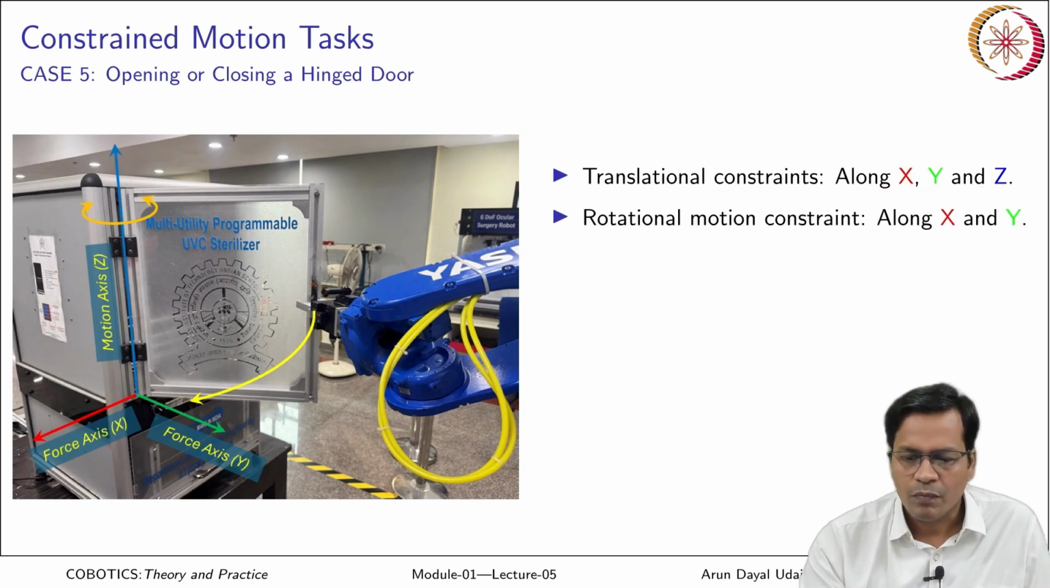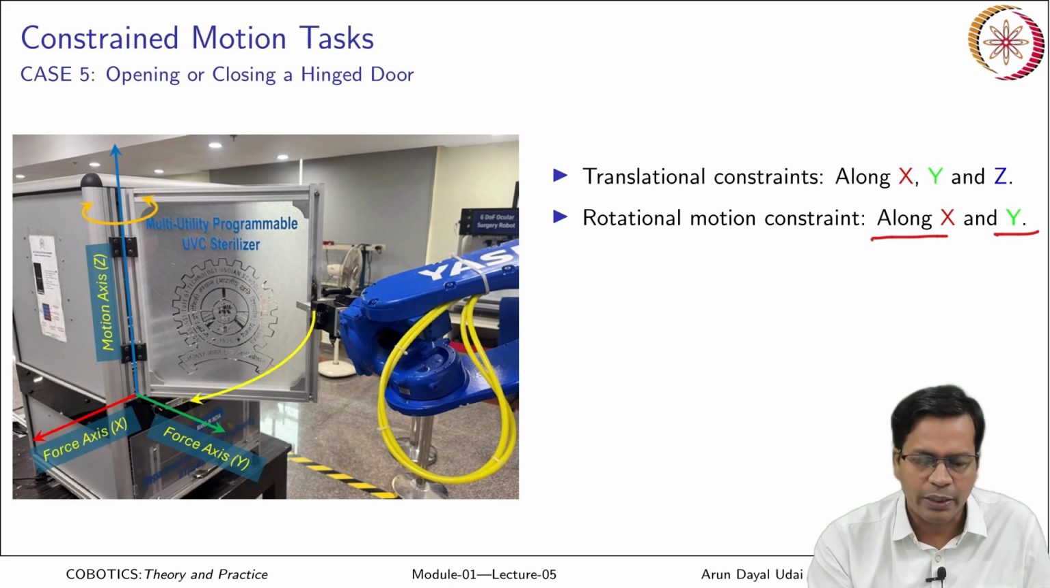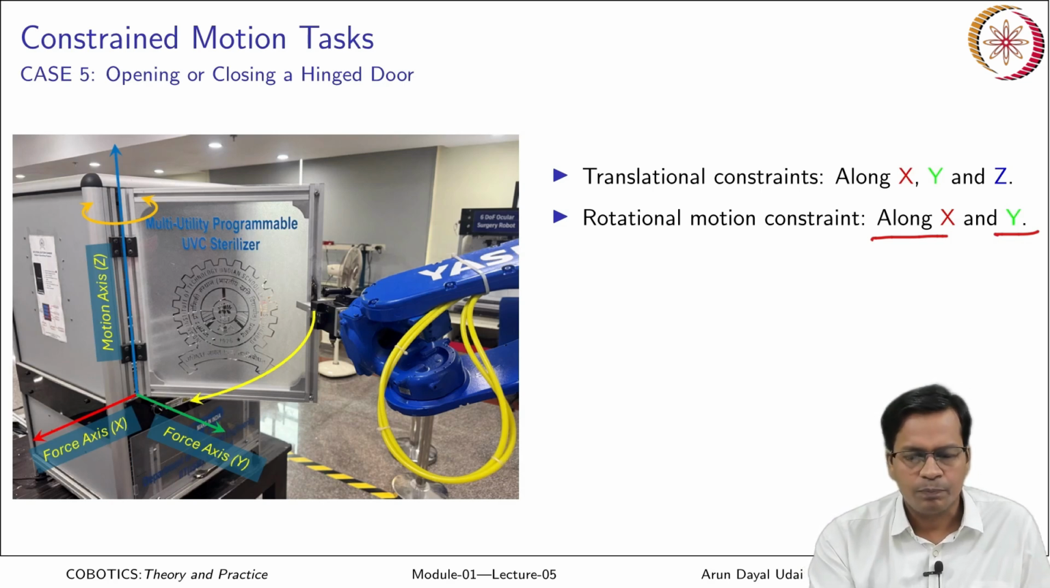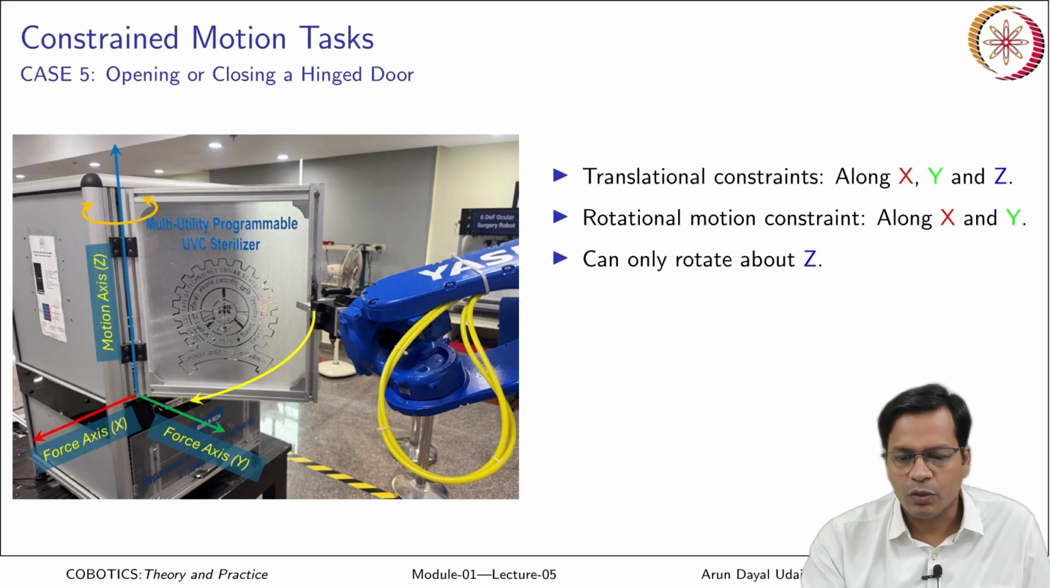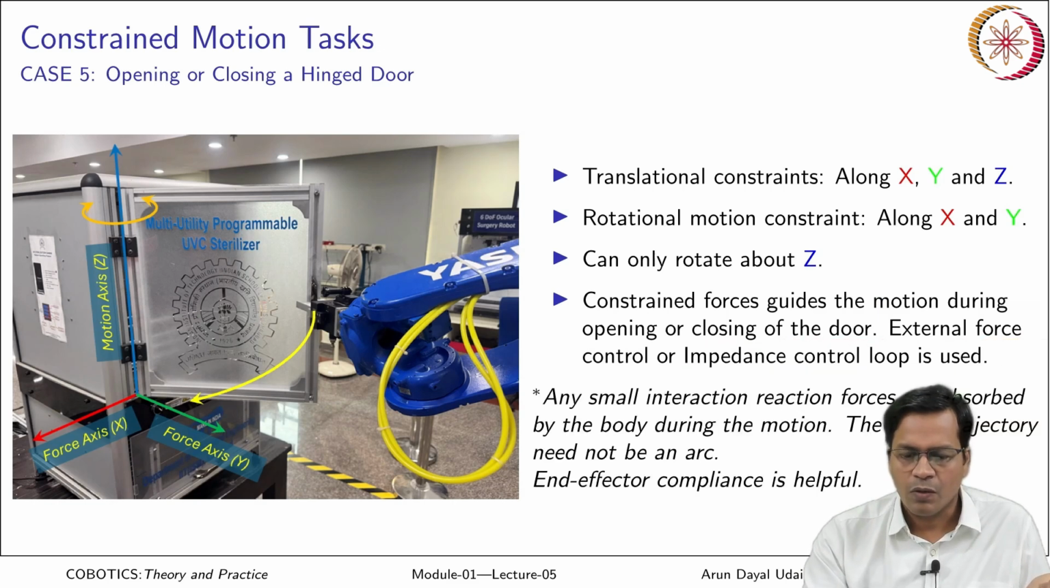So, now rotational motion constraint is there along x and y direction. So, you cannot rotate about x, you cannot rotate about y, okay, can only rotate about z axis. So, the constraint forces guide the motion during opening and closing of the door. External force control or impedance control loop is used. Okay. Any small interaction forces that generate the reaction force are absorbed by the body during the motion. Body, it may be the robot or it may be the handle where there is some compliance or clearance.